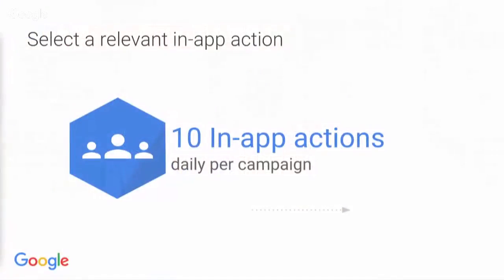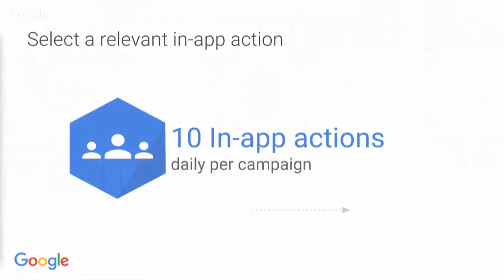Cool, so selecting a relevant in-app action. This is something really important to consider. If you're ever running a UAC for Actions campaign, it's important that you're picking events that are happening frequently enough within your app so that Conversion Optimizer has enough data to work off of. So with that being said, it's important to select in-app events that are maybe higher up in the funnel, but are also good indicators of a quality user.